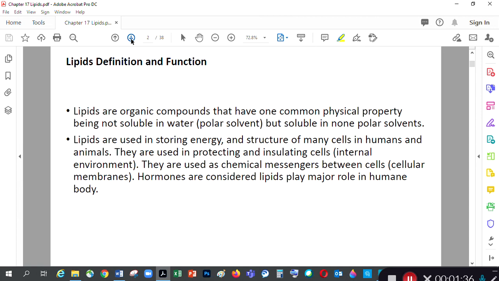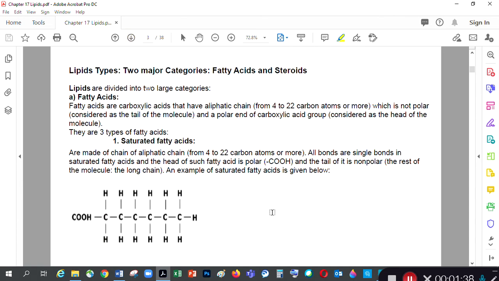So now let's look at the types of lipids. There are two major classes or categories of lipids: lipids based on fatty acids and lipids based on steroids. Before we go further, we have to look at the fatty acid. What do we mean by fatty acid?